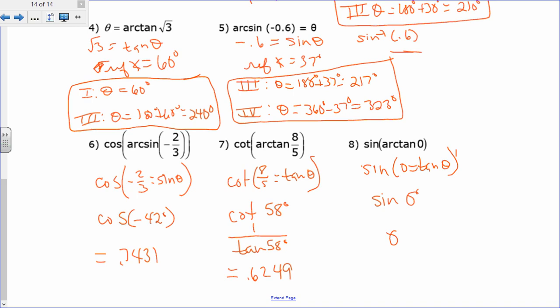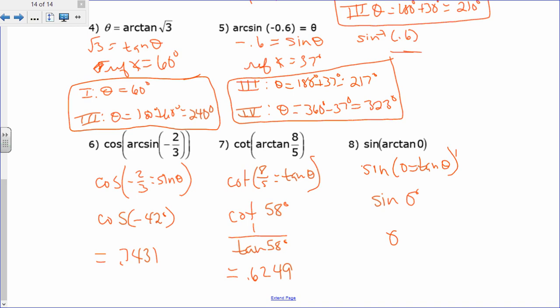For number 7, we have the cotan of the arctan of 8/5. So we do second tan of 8 divided by 5, and we get 58 degrees. And we're going to find the cotangent of 58 degrees. There's no cotangent button on the calculator, so we do 1 divided by the tangent of 58 degrees, and we get 0.6249. We're going to talk about that one in class because there's something special about that problem I want to show you in class.